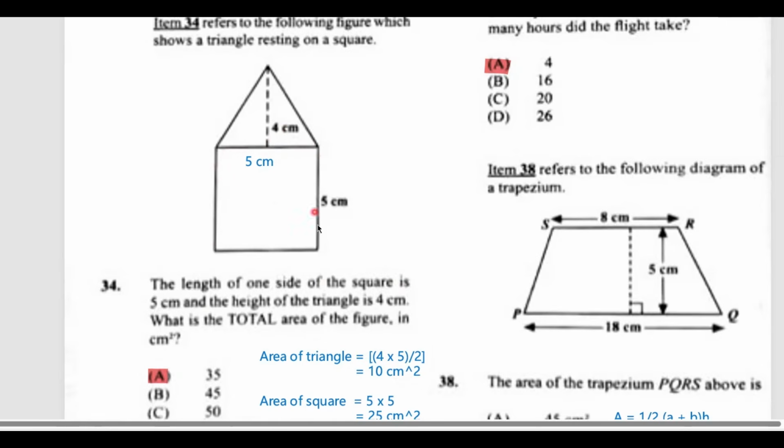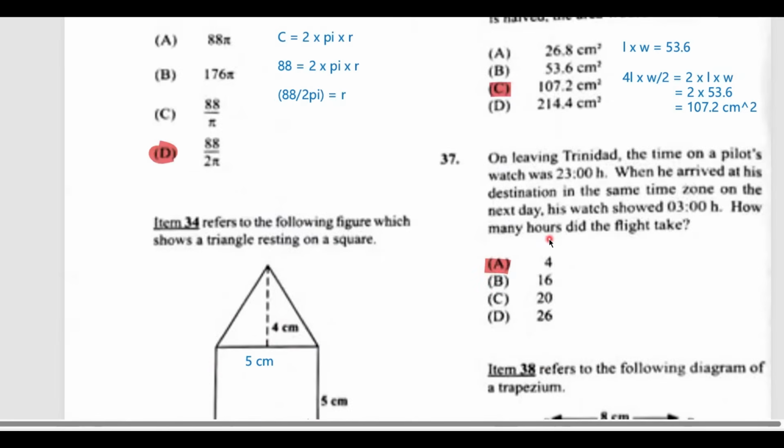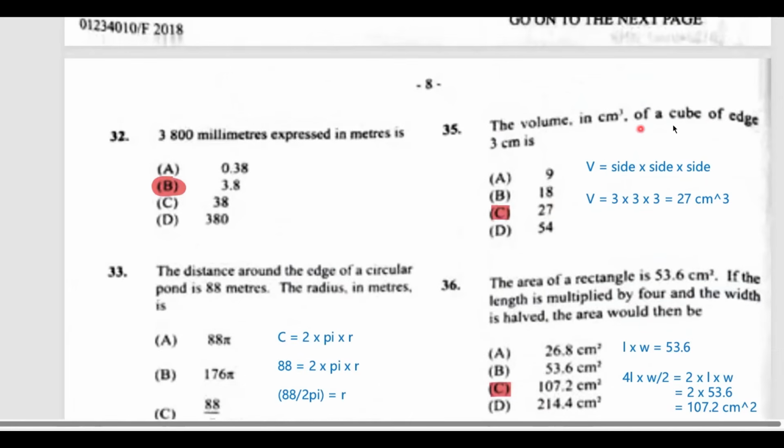Area of the square is what? Side by side, that's 5 by 5 is 25 cm squared. Total area will be 10 add 25, 35 cm squared, that's E. 35, volume of a cube of edge 3 cm is. Volume of a cube is side by side by side. 3 by 3 by 3, you get 27 cm cube, right? C.